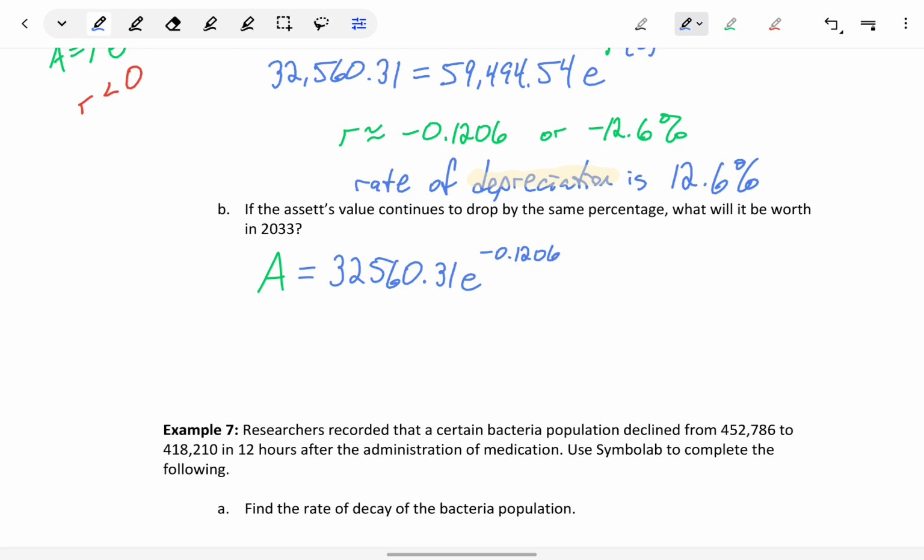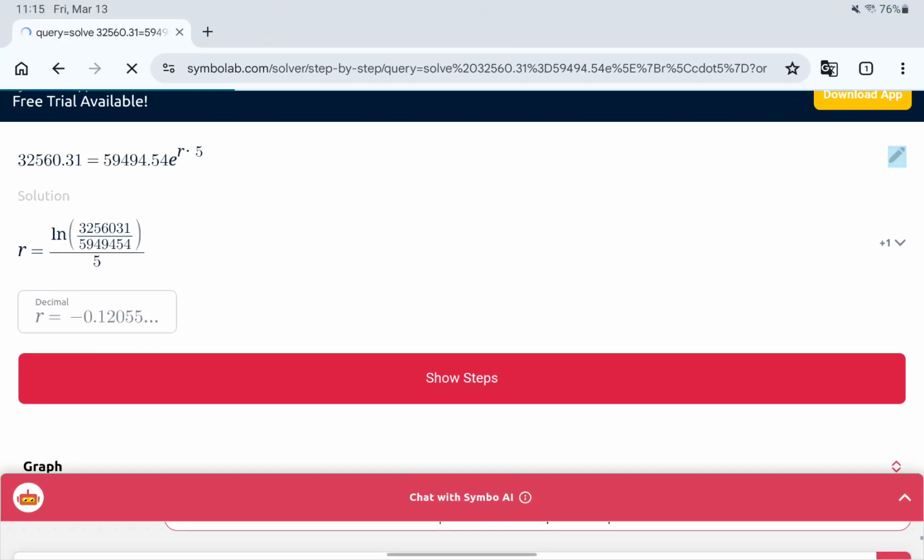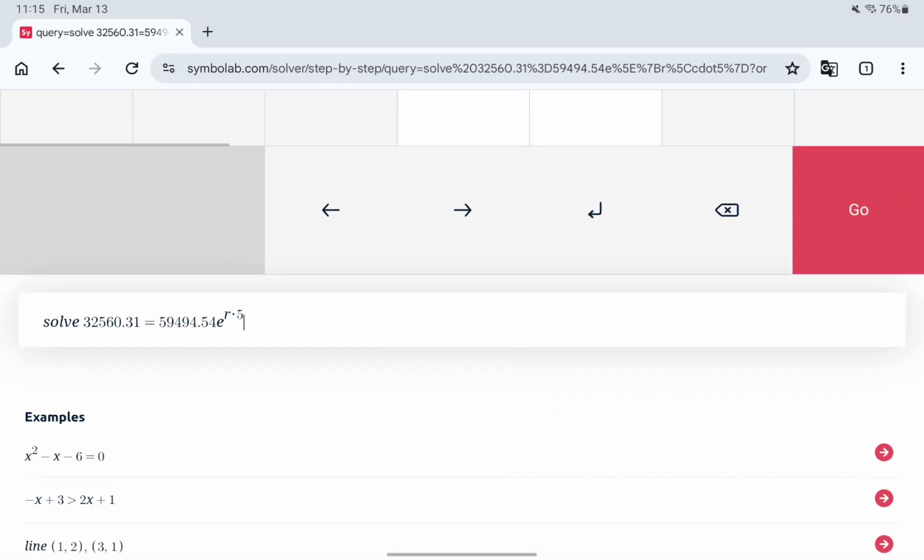And then we would multiply that by our value for T, which would be 2033 minus right now, which is 2026. So 7 years from now. So times T equals 7. Now we're not solving, we're just evaluating this exponential expression.